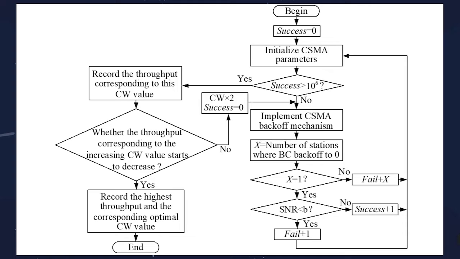Based on this experiment, the contention window value corresponding to the highest throughput under a certain number of stations can be obtained, because for a certain number of sending stations, a lower or higher contention window value may cause performance degradation. That is, there is always the most suitable contention window value. The specific Monte Carlo algorithm flowchart is shown here.